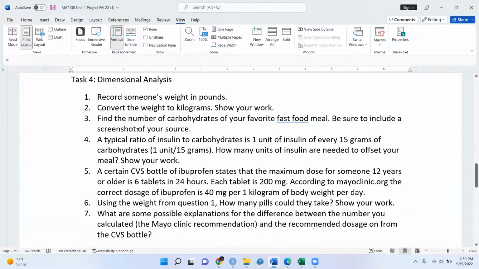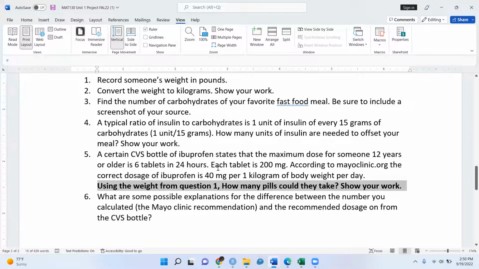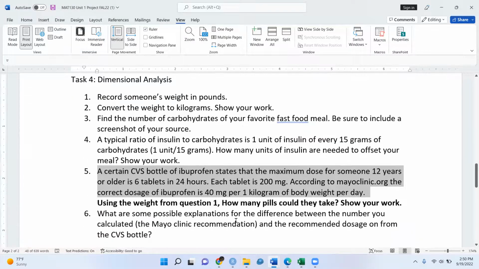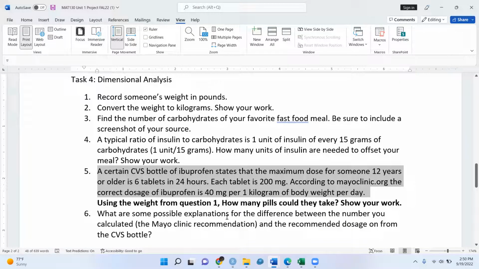And then the last task is a dimensional analysis task where we've given you all the information and you're doing some calculation. I had one student say, what am I doing for question 5? Really, it should look like this. The question in number 5 is using the weight from question 1, how many pills should you take? And this information. And the work here that you can show, I think I showed this to you all, is copying and pasting what you've typed into Desmos. That can be your work, or you can write it all by hand. Questions on that?